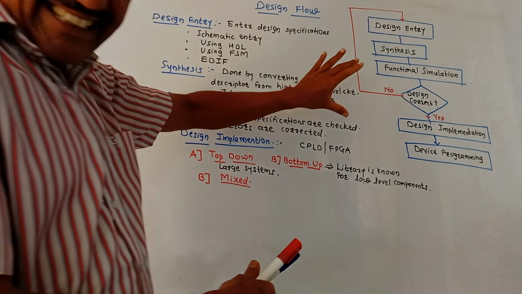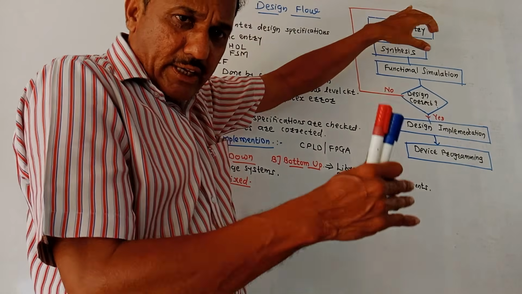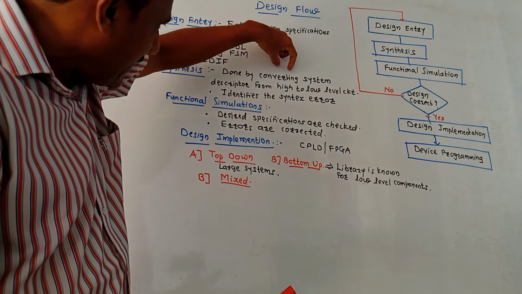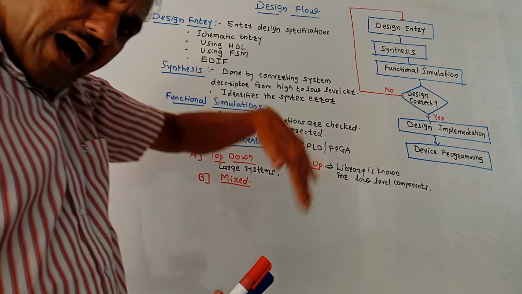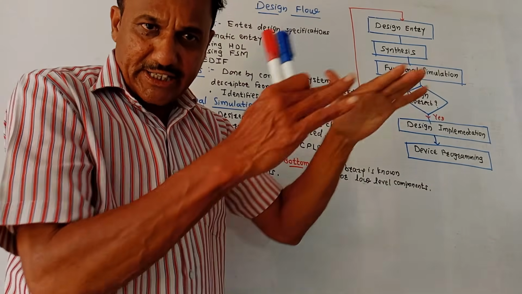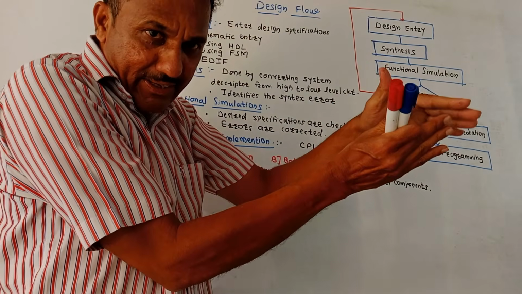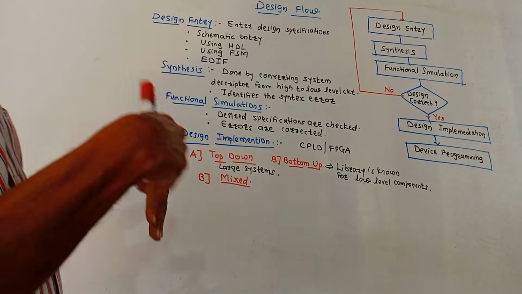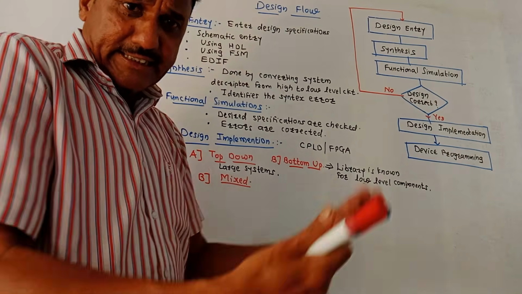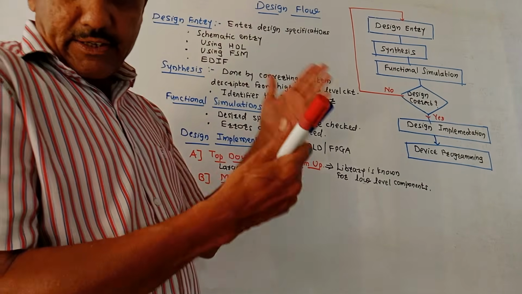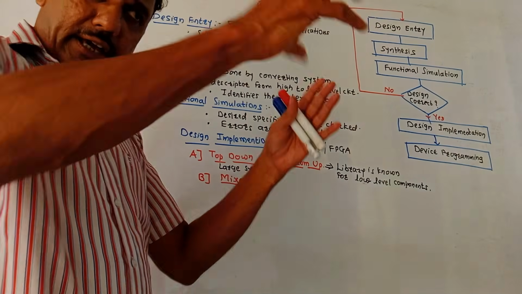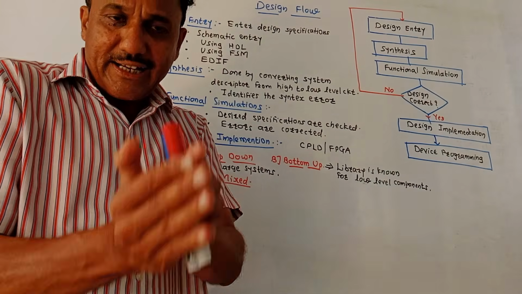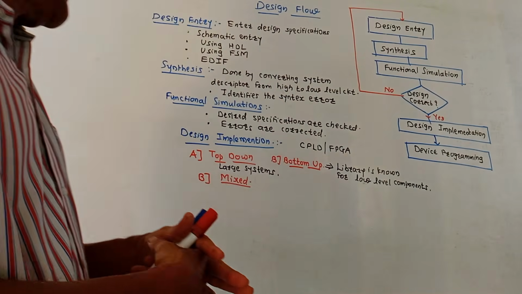Next block is the synthesis. As the name indicates, this block is used for the synthesis purpose. That means it is done by converting the system descriptor from high level to the low level circuitry. So basically, conversion from high level descriptor to low level descriptor is done by the synthesis block. It identifies the errors, that is syntax errors, if you are using hardware descriptive languages, and we need to correct those errors before finalizing the component level designing.